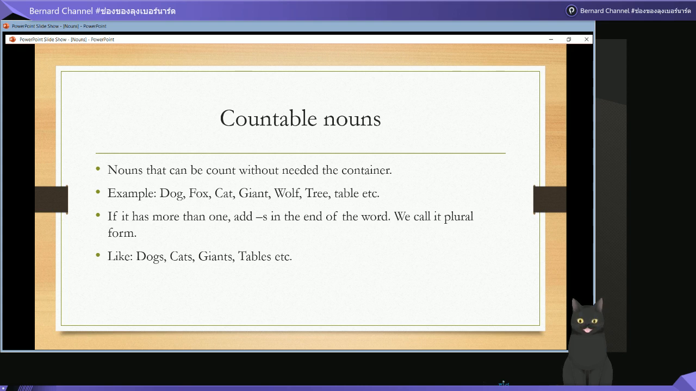Okay, next, if it is more than one. Most of the time when you see things, you may already say, well, it is more than one. Wait, how do we say it is more than one? Just add s after that word. Let's call the word with s the plural form. Plural is more than one. Examples are dogs, cats, giants, tables. This is the plural form of these words, and that shows it is more than one. It doesn't show the number, but it surely shows that it is more than one. Okay, let's go next.